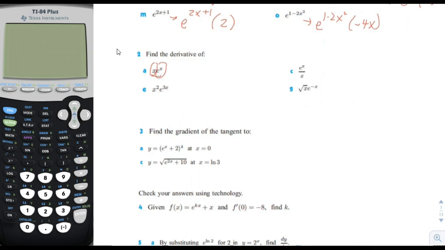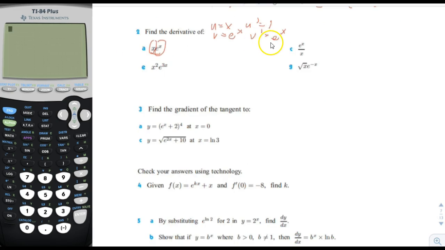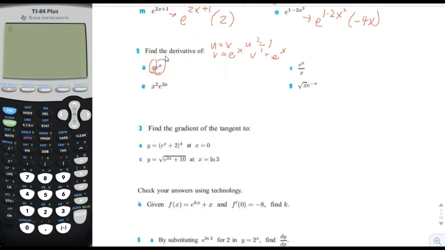So the product rule says that we're going to say that u equals x, so u dashed is equal to 1, and v equals e to the x, so v dashed is equal to e to the x also. And so now we're going to use the product rule. Remember, the product rule says that the derivative equals u v dashed plus u dashed v.